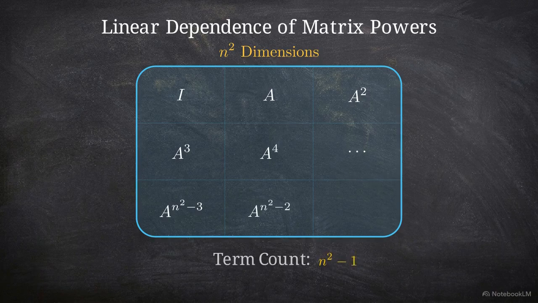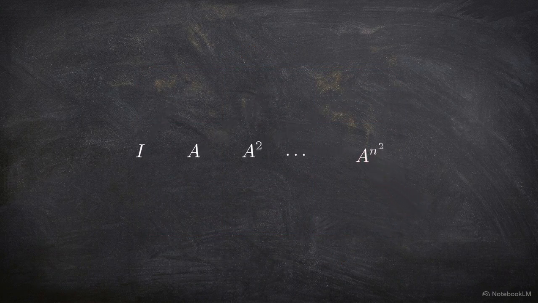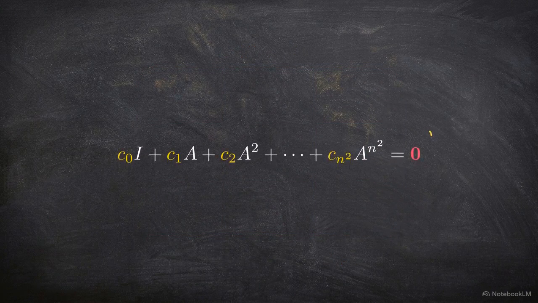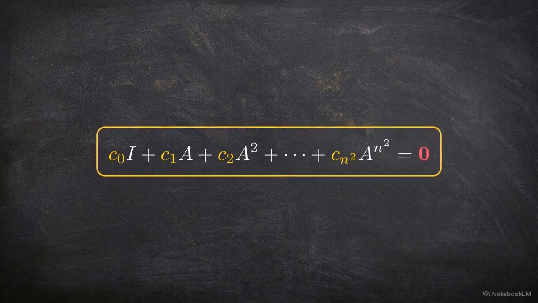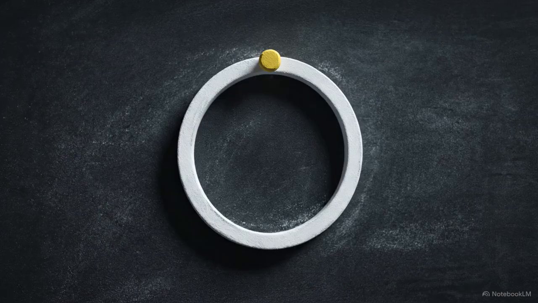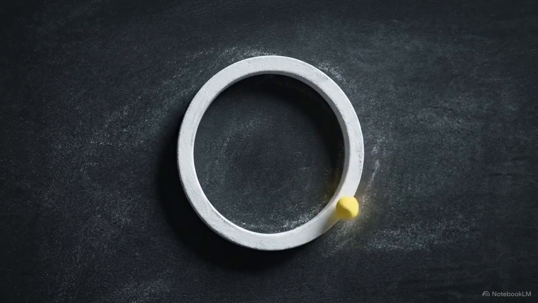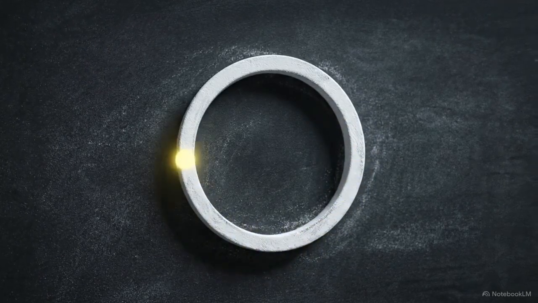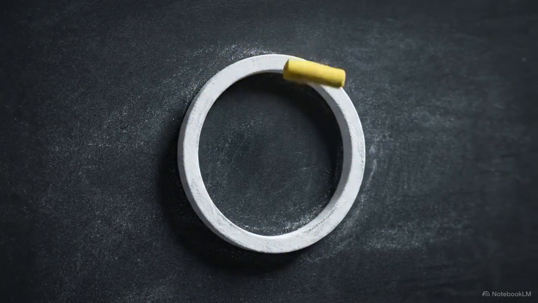Counting the terms in the sequence from the identity matrix up to A to the n squared yields exactly n squared plus 1 terms. Because the space only has n squared dimensions, this collection of n squared plus 1 matrices cannot be linearly independent. Since they are linearly dependent, some non-trivial combination of these powers must sum to the zero matrix. These dimensional limits guarantee that every finite matrix eventually loops back on itself, forging its own annihilating polynomial.